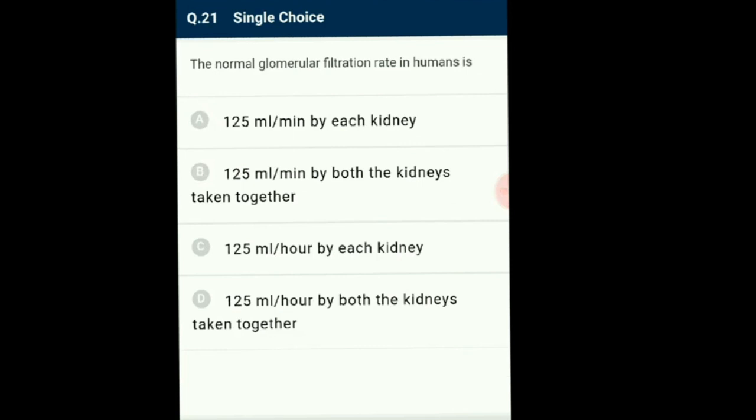Normal glomerular filtration rate in humans. The filtration of blood that occurs in the Malpighian corpuscles is called glomerular filtration. Both the kidneys together filter about 125 ml per minute. 180 liters of filtrate is formed per day. Out of it, only 1.5 liters of urine are produced per day, which is 0.8% of the total filtrate. So the answer for this question is 125 ml per minute by both the kidneys taken together. So that is the normal glomerular filtration rate in humans. So the correct option is B.